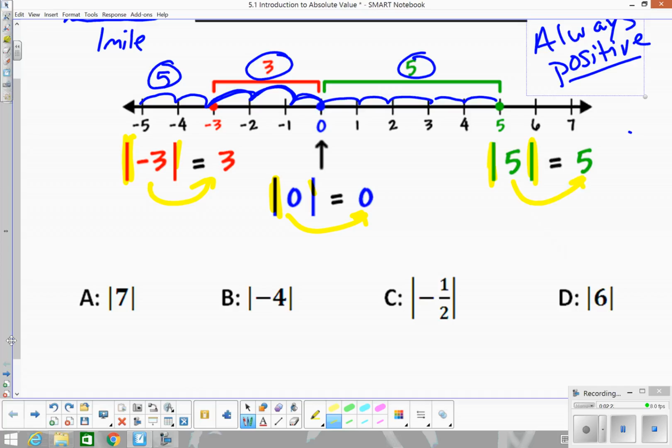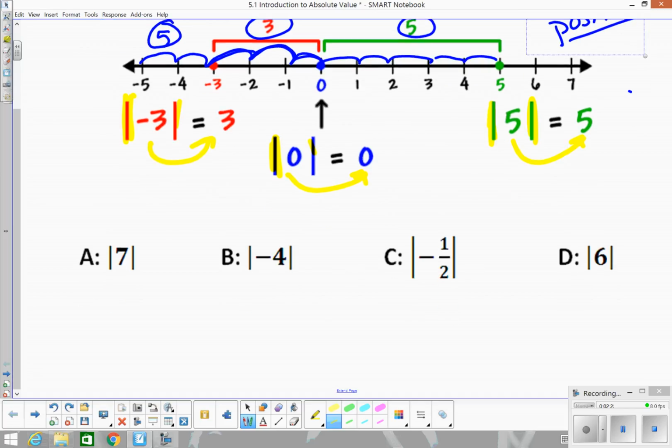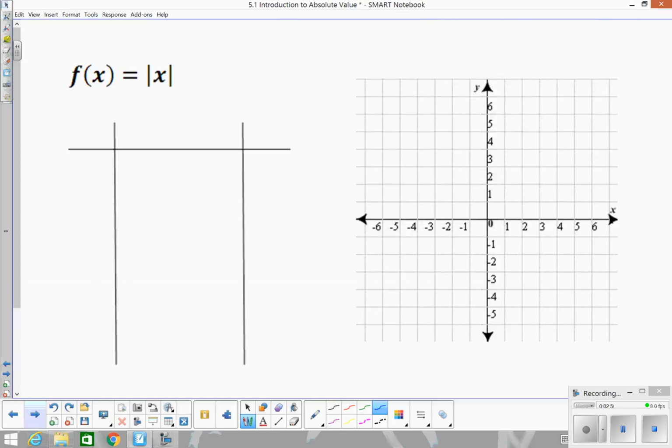Okay, cool. So if I took the absolute value of 7, absolute value of 7 would just be simply 7. The absolute value of -4 would be a +4, right? The absolute value of -1/2 would be +1/2. And the absolute value of 6 would just be +6. So anything that outputs from an absolute value bracket is going to be positive.